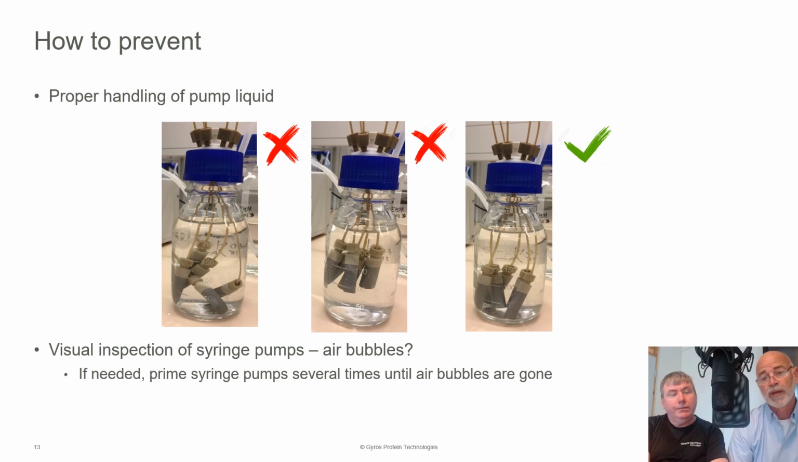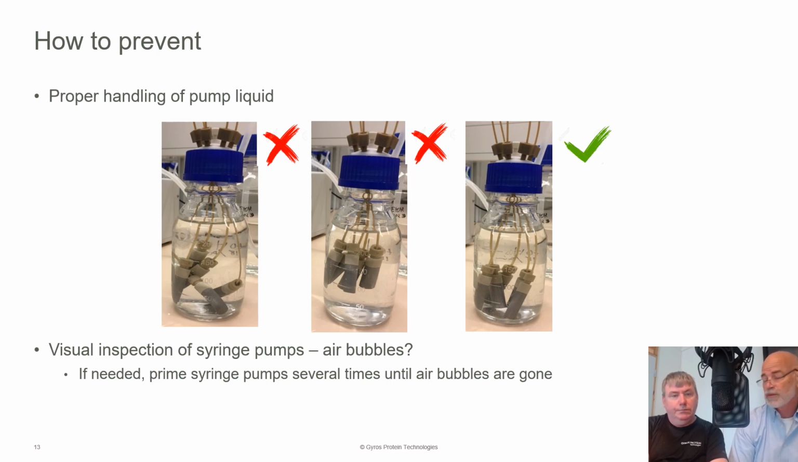And so on the far example to the right with the green check, you can see that's where the lines are nice and straight. There's nothing that's kinked, and the filters are fully submerged within the liquid, so we don't have an issue. There again, I always check when starting a run to make sure that there are no air bubbles visible in the syringe pumps. We know that's going to create some error in the liquid transfer.